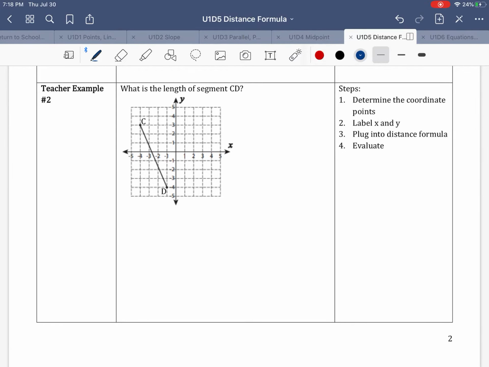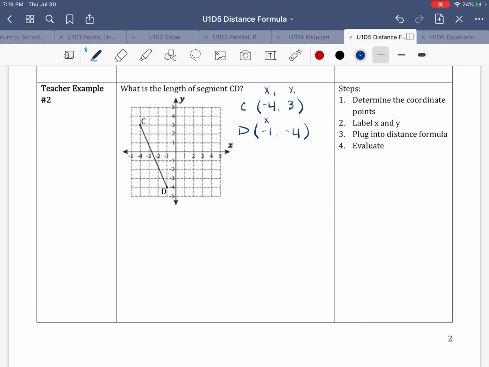Okay, let's look at teacher example number 2. It asks, what is the length of segment CD? Now this is almost the exact same kind of question as the first one, but it just doesn't tell us what the coordinate points are. So let's find that first. C here is at -4, 3. And then we know D is at -1, -4.